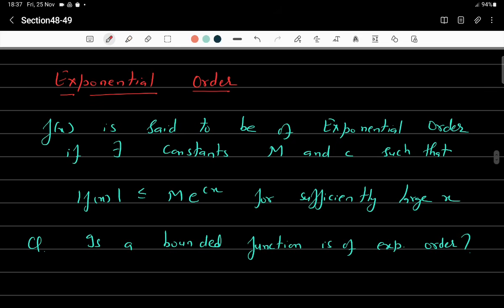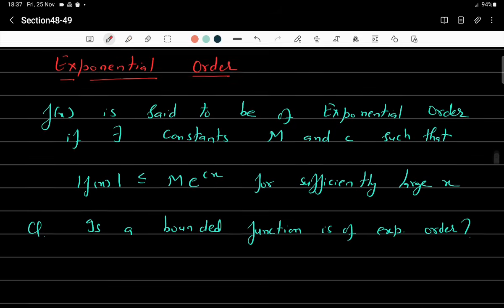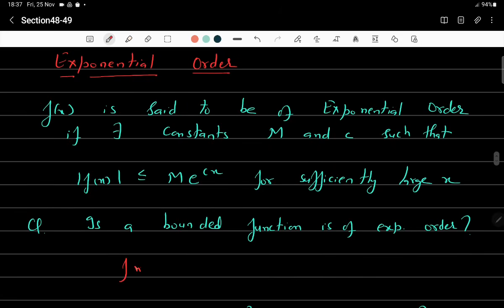So what do you think? Is a bounded function of exponential order? You already know the function is bounded. So for example, the function f of x is less than or equal to m. It is bounded. So I can write it as mod f of x is less than or equal to m e raised to the power 0x. And it means that there exist m and c for which f of x is less than m e raised to the power cx, and therefore a bounded function is of exponential order.